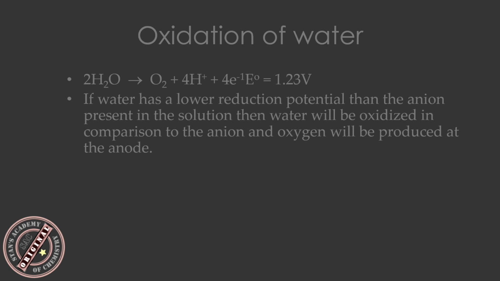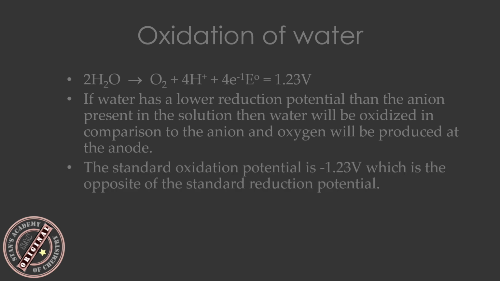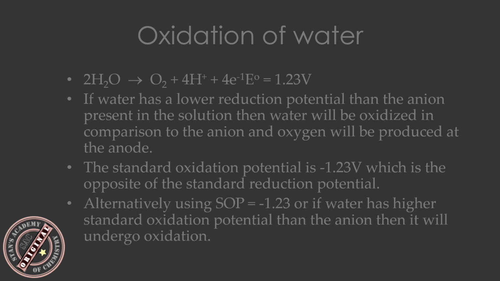If water has a lower reduction potential than the anion present in the solution, then water will be oxidized in comparison to the anion and oxygen will be produced at the anode. Now, if you look at the standard oxidation potential, the standard oxidation potential of water is minus 1.23 volt. The reduction potential value is 1.23 volt, but if you want to use standard oxidation potential, change the sign, the opposite reaction. So alternatively using standard oxidation potential, if water has a higher standard oxidation potential than the anion, then it will undergo oxidation.